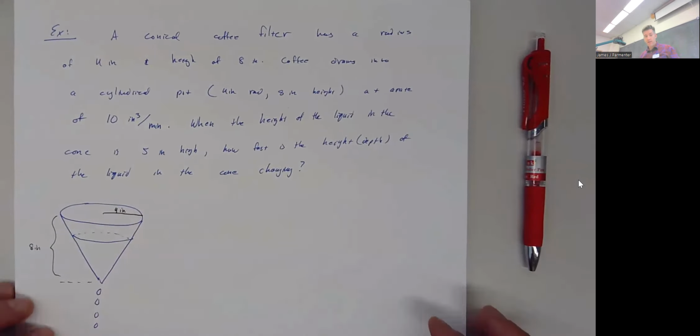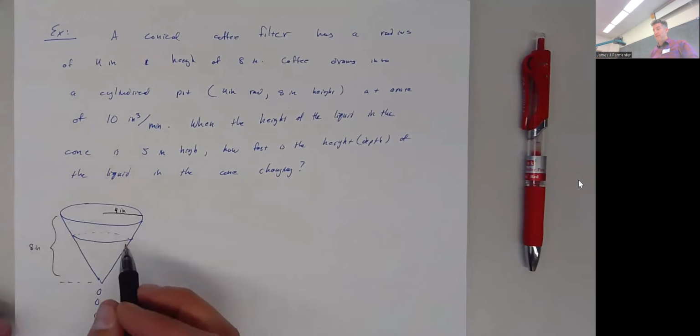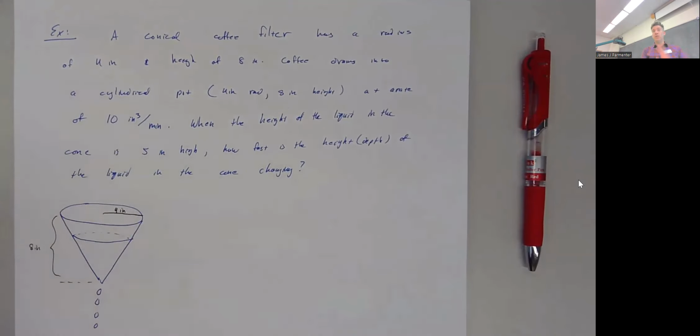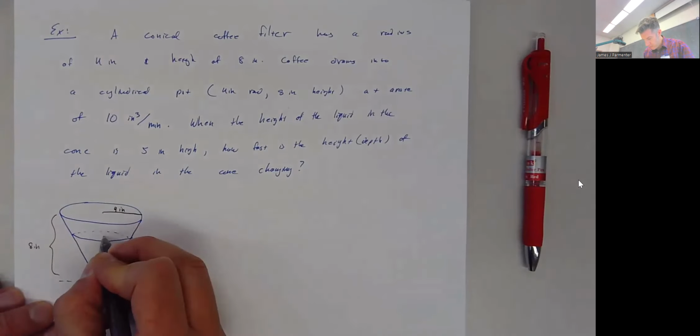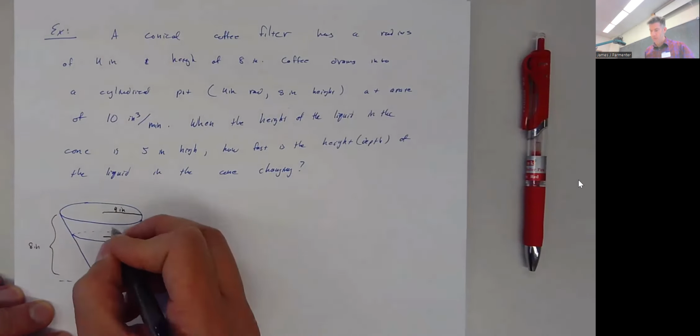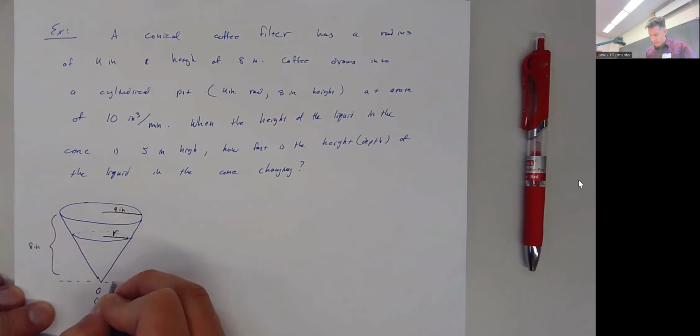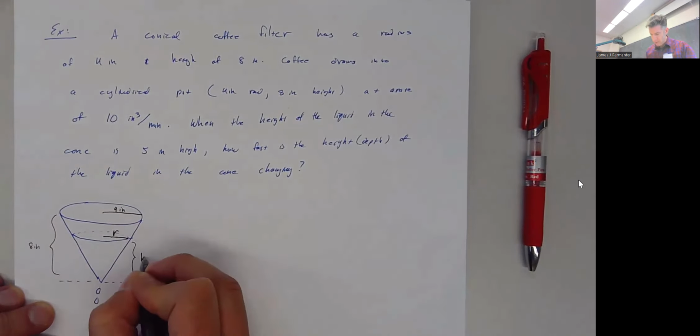On the other hand, the cone of liquid that is in the cone has a radius that's changing and a height that's changing. So when things are changing in your picture, those things get variable names. I'm going to call the radius of my cone of water or liquid, not surprisingly, R, and the height of my cone of water, H.